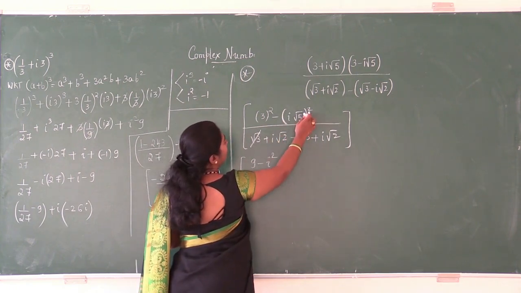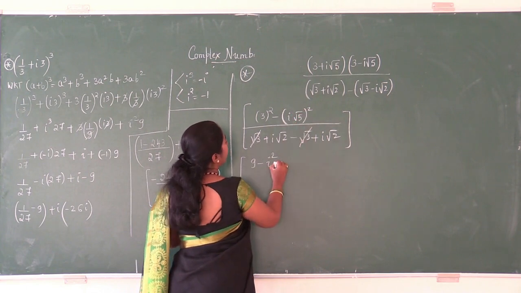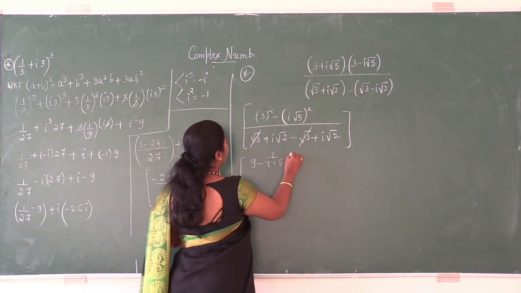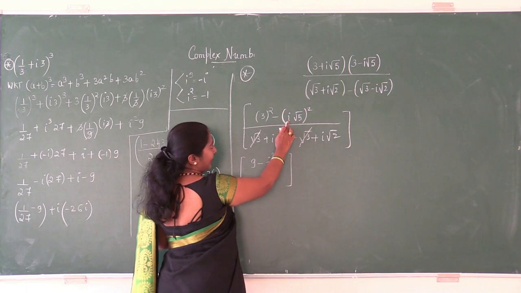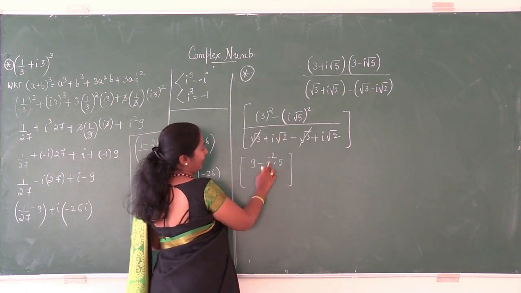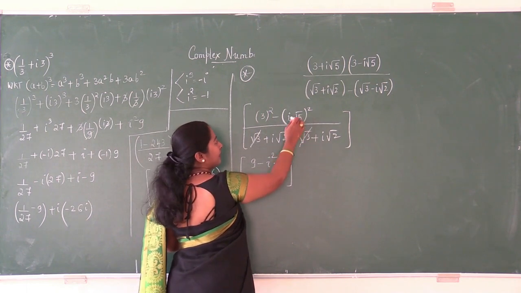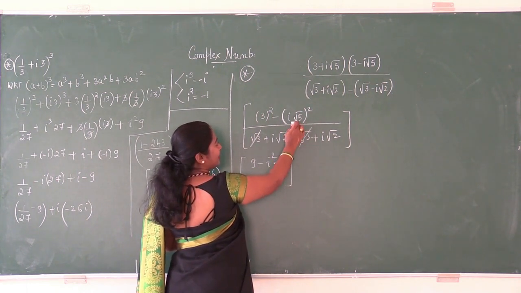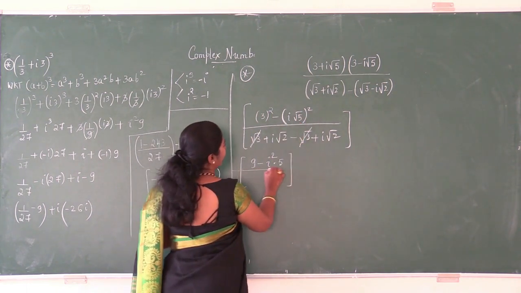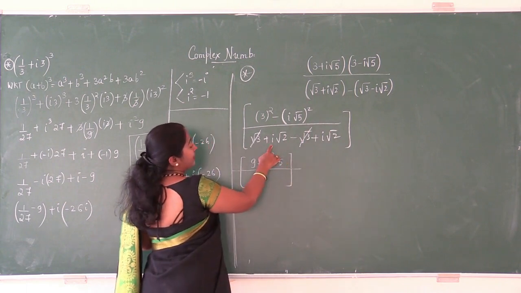What is root 5 whole square? The square root and the square get cancelled. What remains? 5. When you square i, it becomes i square. When you square the square root 5, the square root and the square get cancelled. What remains? 5. Now, what remains in the denominator?